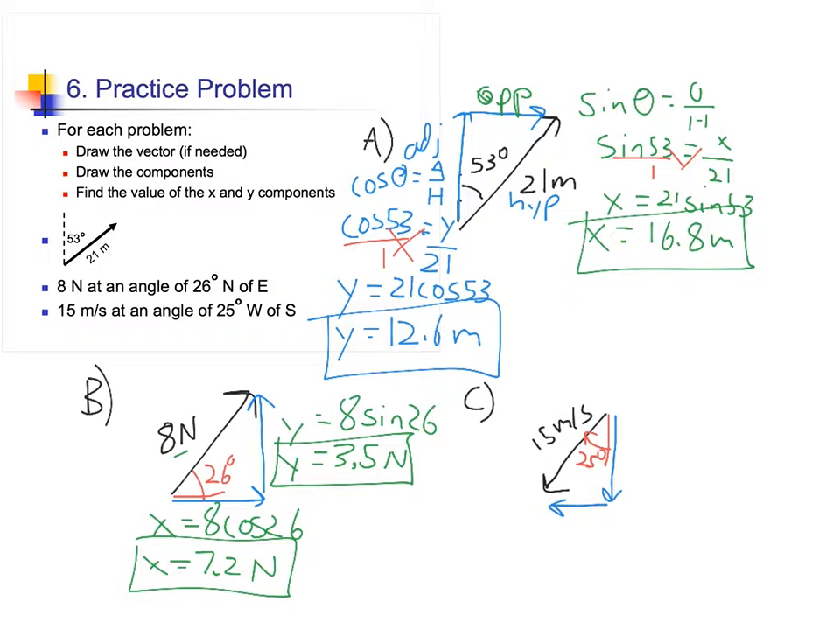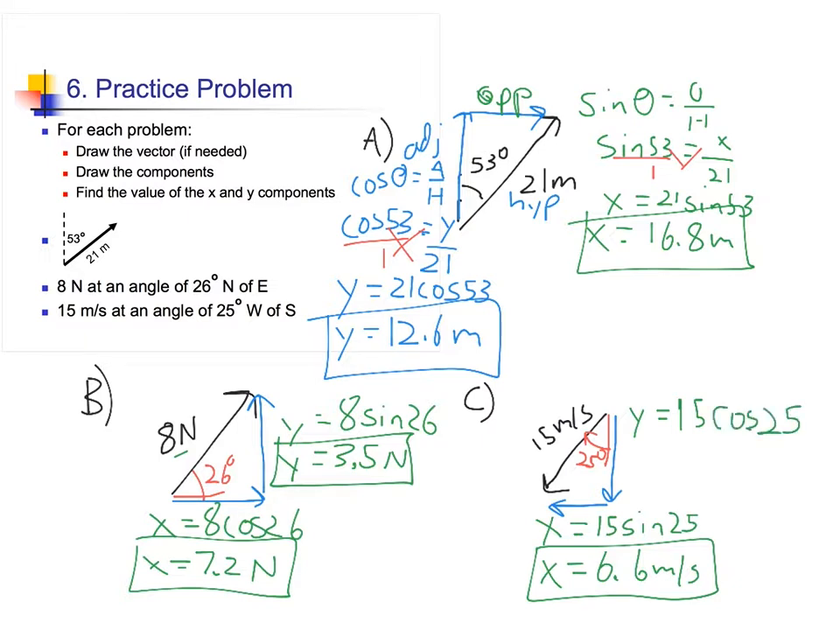So my x component is going to be the opposite side in this case, opposite that 25-degree angle. So 15 sine of 25, which means that my x component is equal to 6.6 meters per second. Okay, because that was the unit of my hypotenuse. And my y component is the adjacent side. So it's going to be 15 cosine of 25 here, which gives me an answer of 13.5 meters per second.